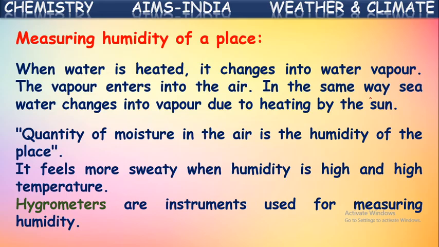If the temperature is high, what happens then? A larger amount of water evaporates from the water bodies and converts into humidity form or water vapor form. So this causes more sweating. An instrument used to measure this humidity is called a hygrometer. Hygrometers are the instruments used for measuring humidity.